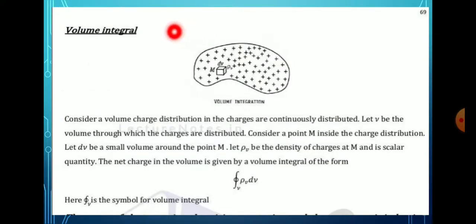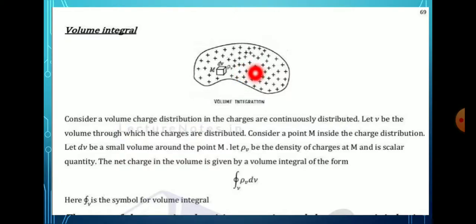The next one is the volume integral. If charges are distributed continuously in the volume, then it is referred to as a volume charge distribution. These are the charges, distributed continuously in the volume. So this is considered as the volume charge distribution.